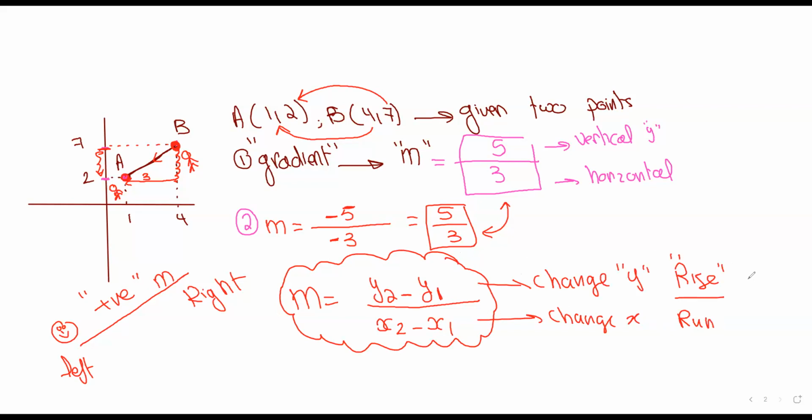And some books actually write it as delta y over delta x. This triangle over here is a symbol of change, meaning difference, something minus something. So y2 minus y1 over x2 minus x1. Now let's see, how do I apply this rule over here?